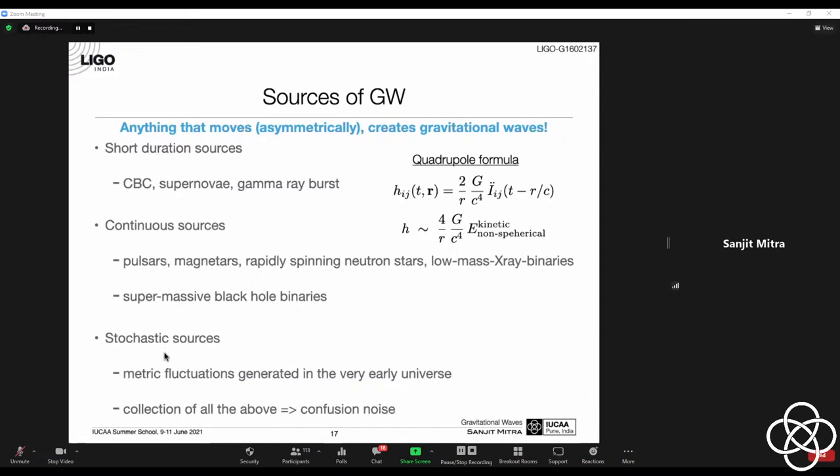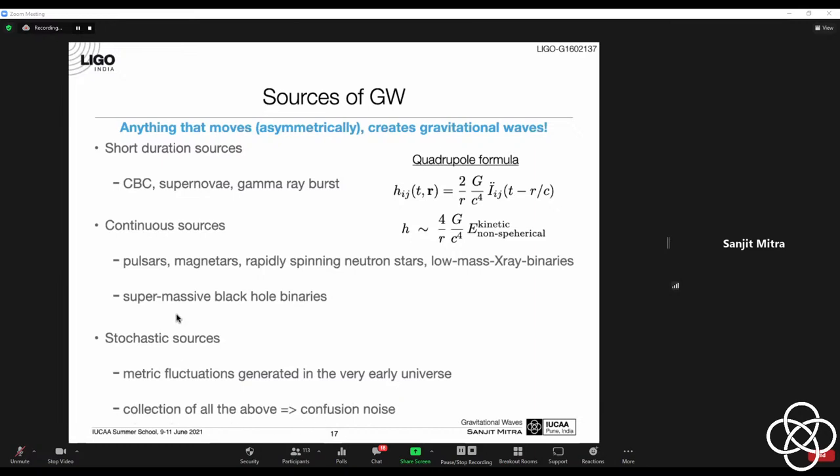And then there are these stochastic sources. As I mentioned, there were gravitational waves which were generated in the early universe, like the cosmic microwave background, and the detection of them will be very important. It will be one of those observational proofs of cosmic inflation. We don't have any yet, but cosmic inflation has been put in by hand, because otherwise we cannot explain the observations. It's so important.